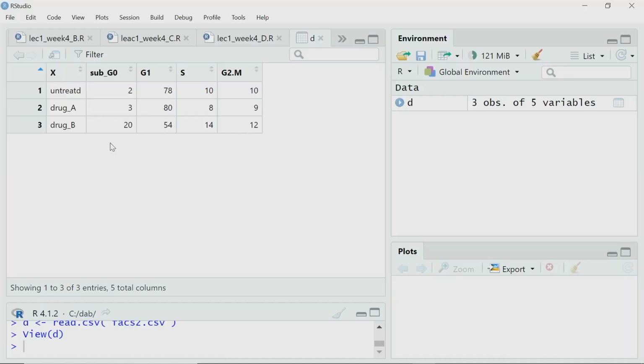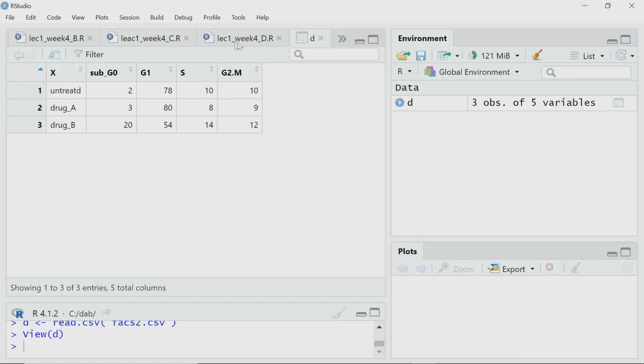And using flow cytometry, what am I doing? I am measuring the percentage of cells in different phases of the cell cycle. I hope you remember the cell cycle. So, here the different phases are sub G0, G1, S and G2M. So, I have 4 cell cycle phases and I have repeated this experiment, performed the flow cytometry, and the mean observation is shown here in this file.